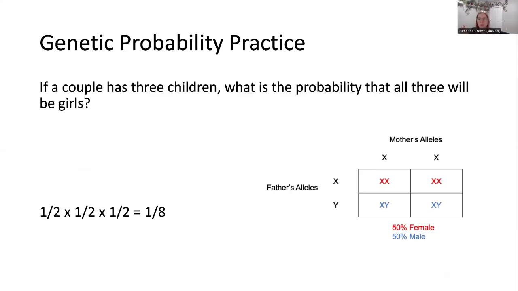And you would use the rule of multiplication, independent events occurring simultaneously. You would take the chances of getting a girl, which is 1/2, because you're either XX or XY, and then you would times it by the chances of getting a girl, and times it by the chances of getting a girl. So the probability of having 3 girls is 1/8.